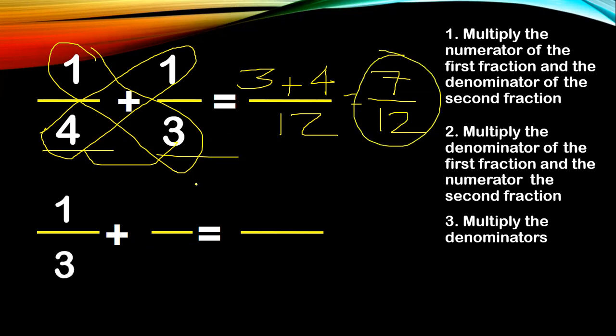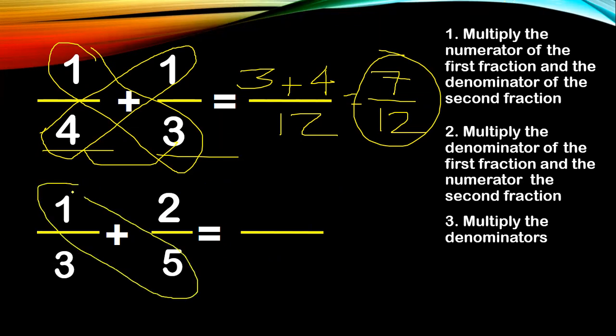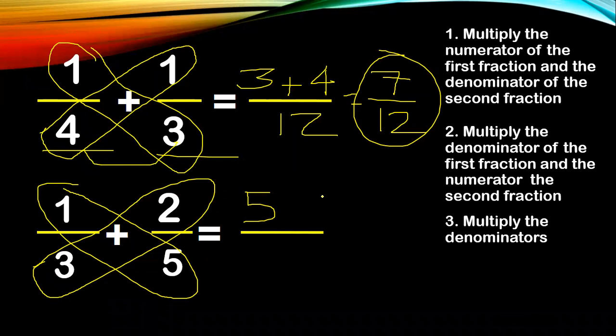Another example. Let's say I have here 1/3 plus 2/5. Again, first step is you have to multiply the numerator of the first fraction to the denominator of the second fraction. So that is 1 times 5 and that is 5. And then second, you have to multiply the denominator of the first fraction to the numerator of the second fraction, and that is 3 times 2 and that is 6.